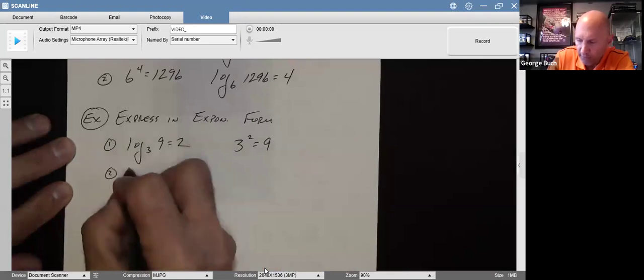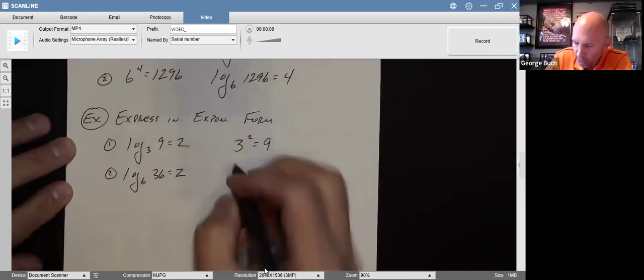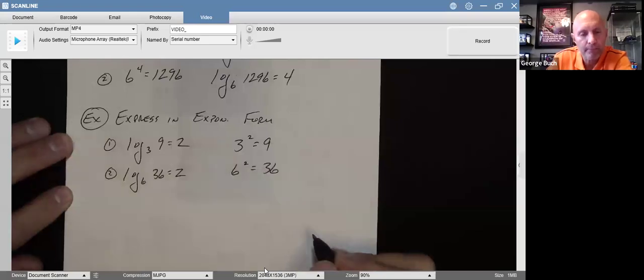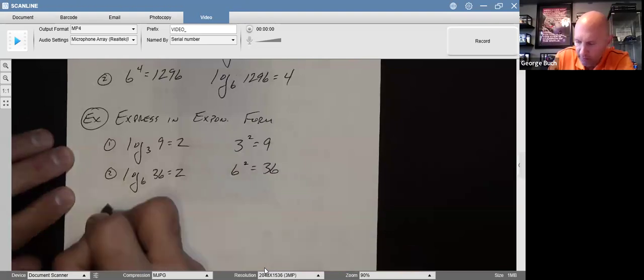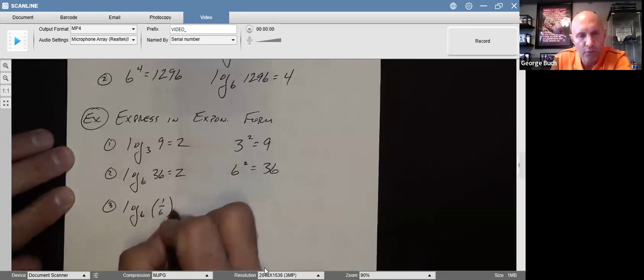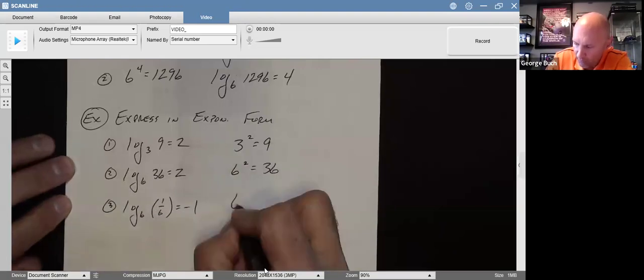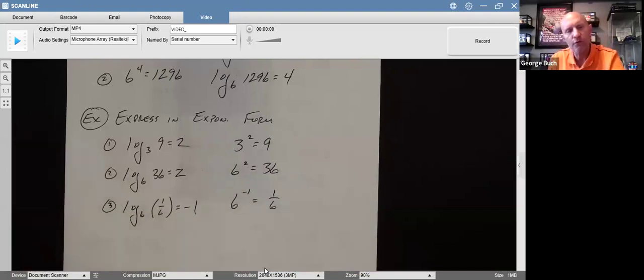Or if I have log base 6 of 36 is also equal to 2. Why? Because 6 squared is equal to 36. What if I have log base 6 of 1/6 is equal to -1? Well, that's because 6 to the negative first power is equal to 1/6. So that's how we're going from log form into exponential form.